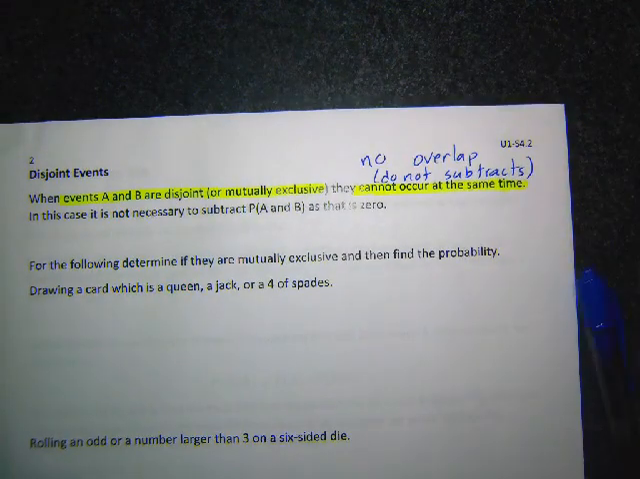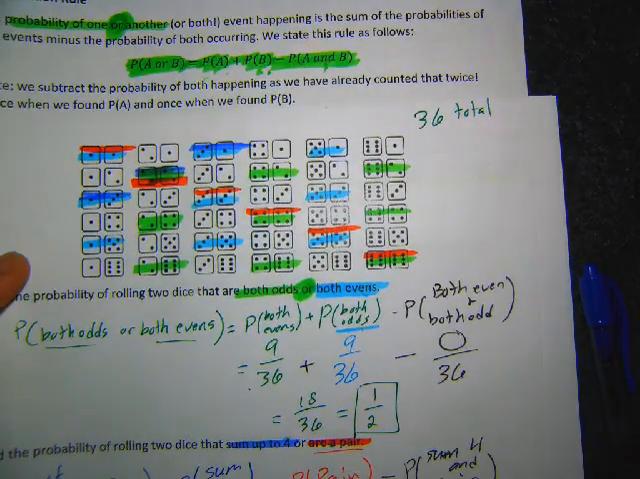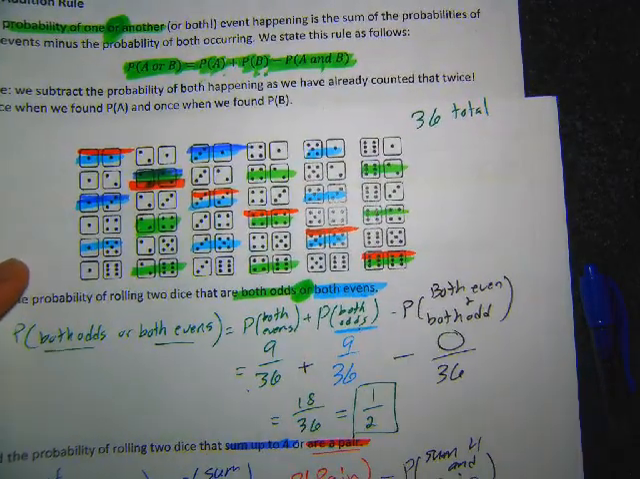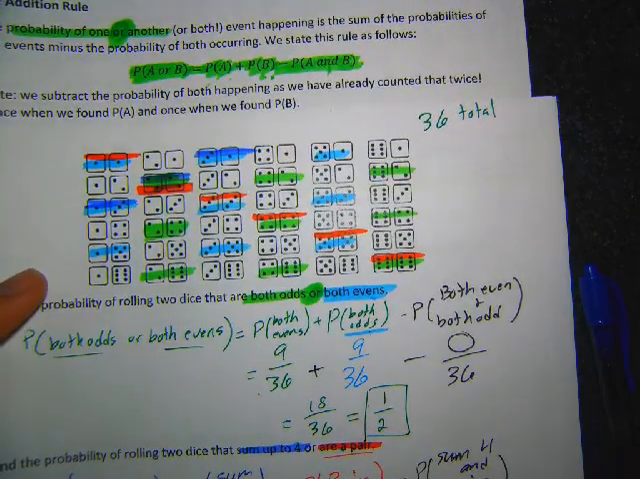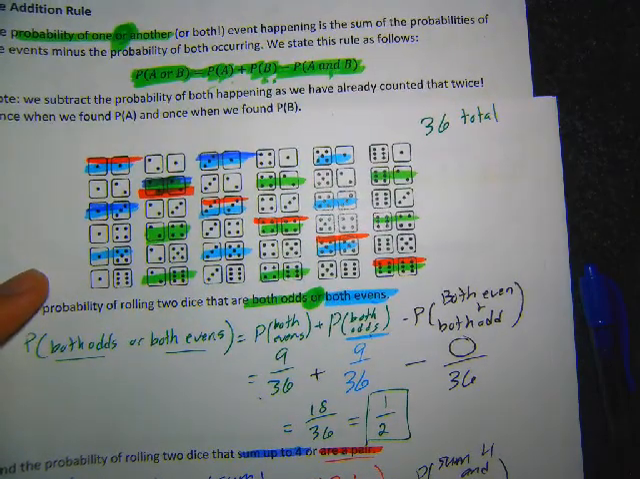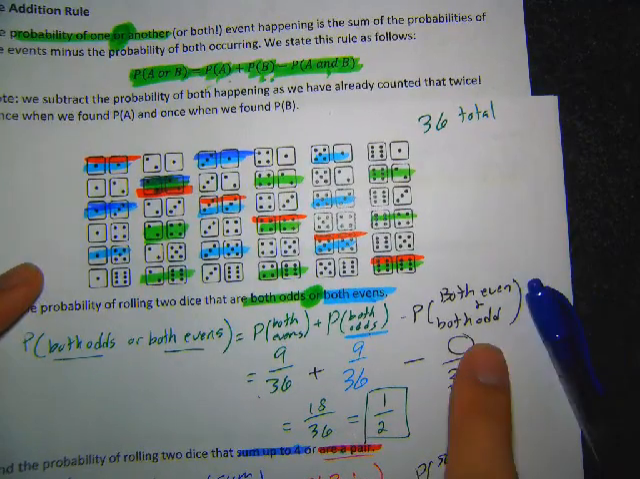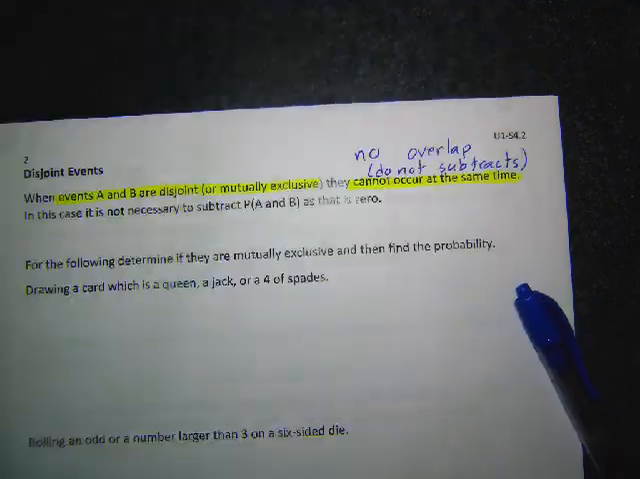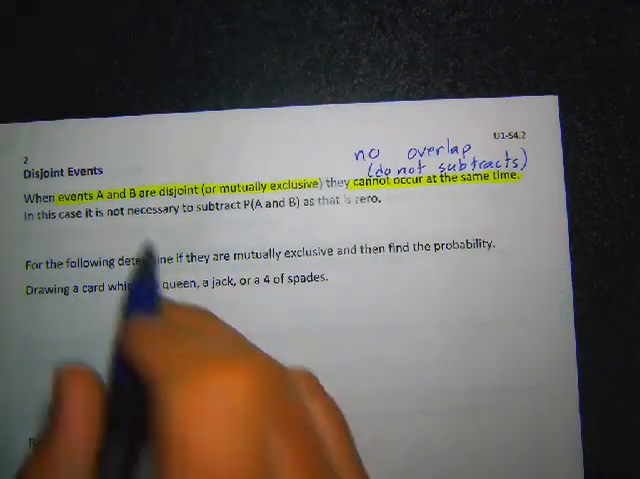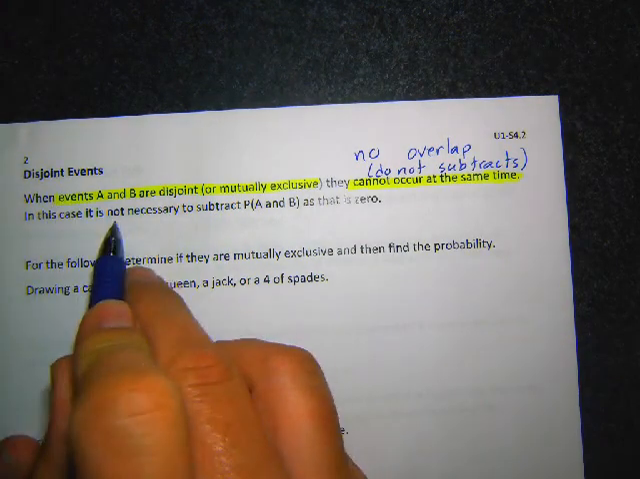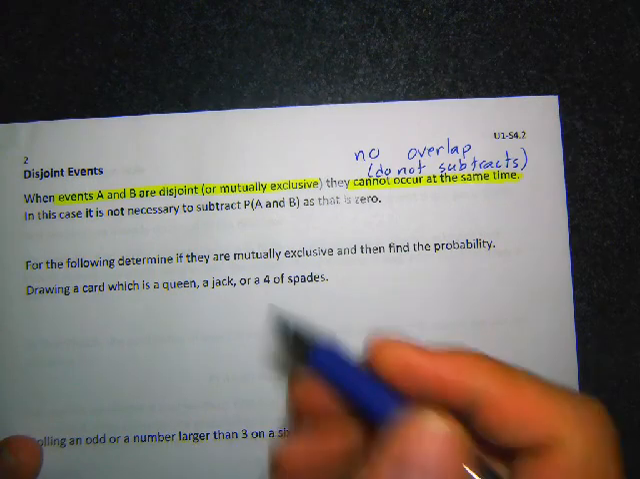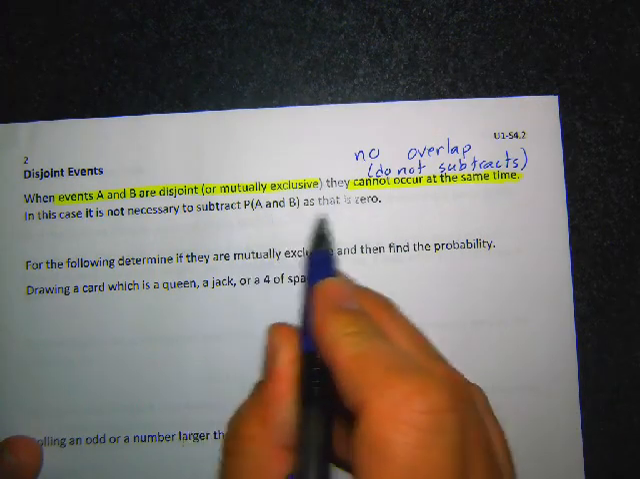So that's what we saw in the first part of the first page, right? We saw when we did both odds, both evens. That was disjoint because you couldn't be both evens and both odds. You had to be one or the other. There was no overlap, so we had nothing to subtract. If that happens, you don't need to subtract. If the sets are disjoint, it's not necessary to subtract because the probability of both is 0.